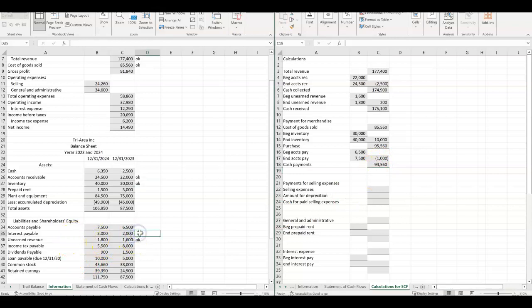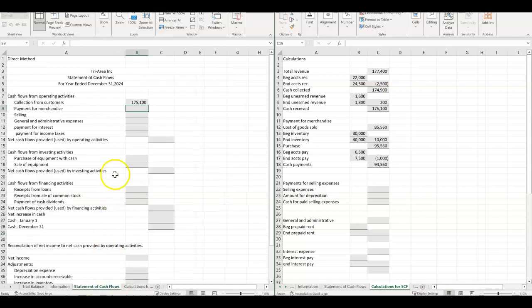And then in the accounts payable, I want an OK. And then a statement of cash flow. If you don't do the OKs, that's fine. The payments for merchandise then would be $94,560. Now, make sure you put this in as a minus. I had equal in there, but that's okay. You want that as a minus sign because you want that negative.